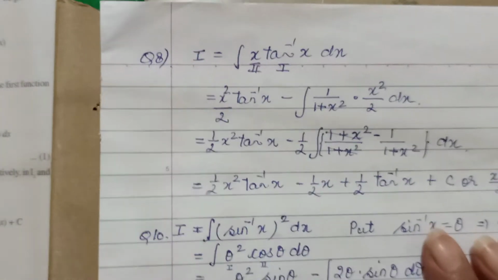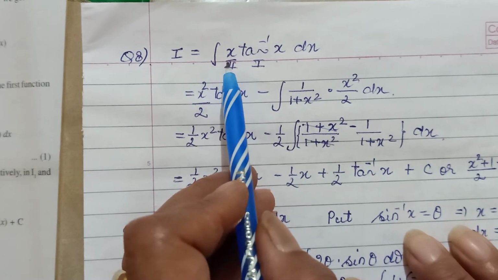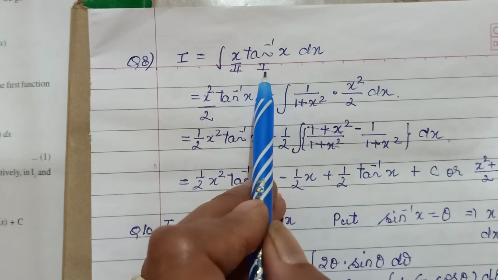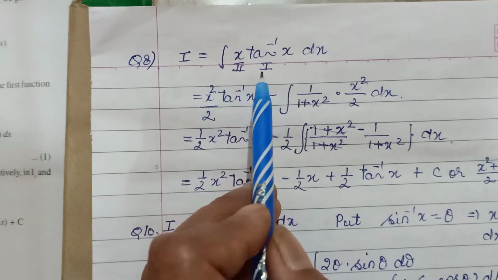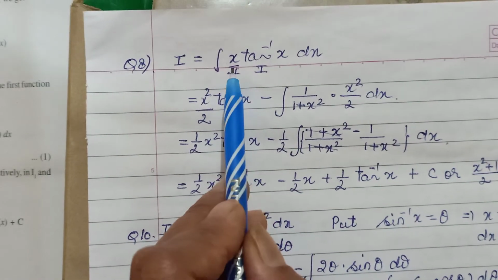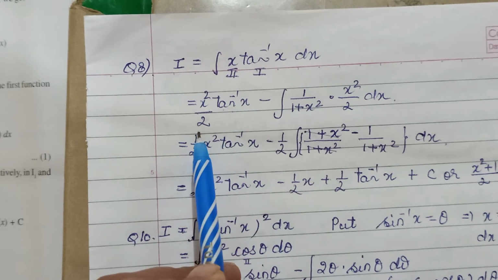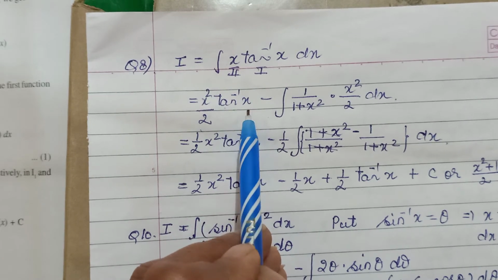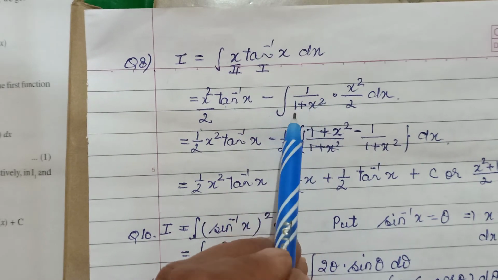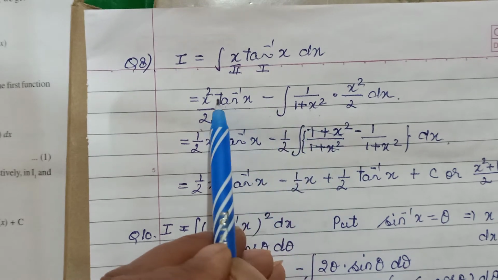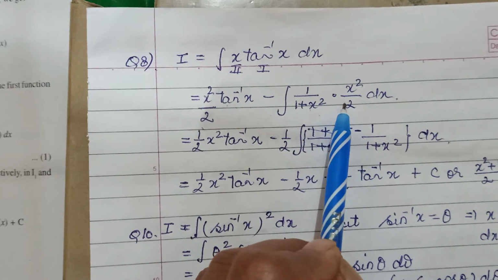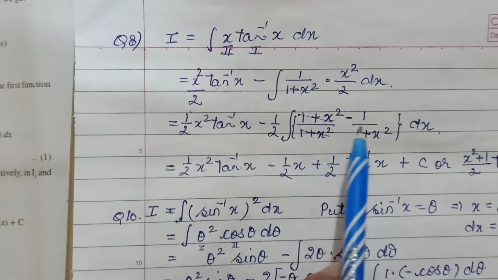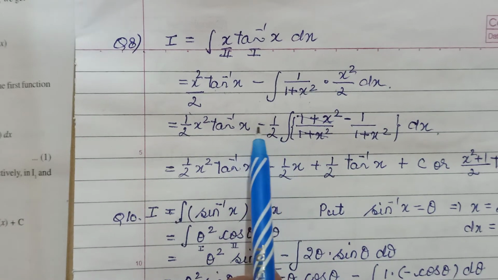Anyways, I've right now done for you the 8th one, which had x and tan inverse x, and according to ILATE, inverse comes first. So this is your first function, this is your second function. First function as it is, integration of x is x square by 2, minus integration of derivative of tan inverse x. So derivative of tan inverse x is 1 upon 1 plus x square, and integration of x is x square by 2. Okay, so the first part is simplified, half x square tan inverse x, and for the second one this scalar half we have kept aside.